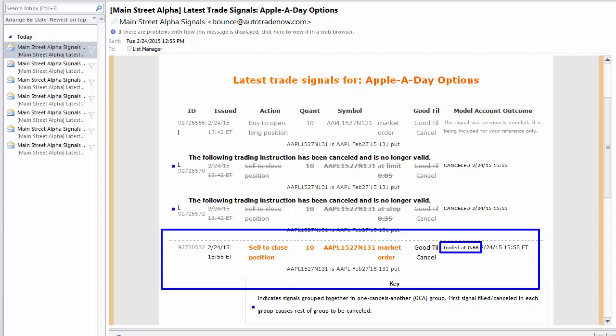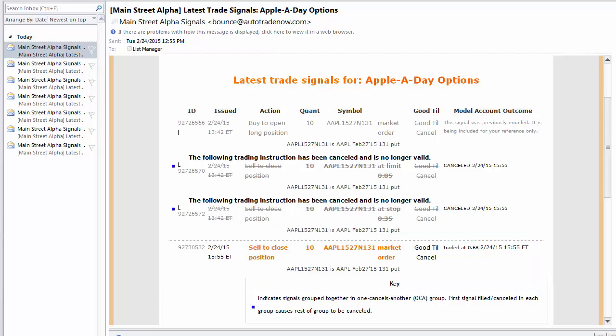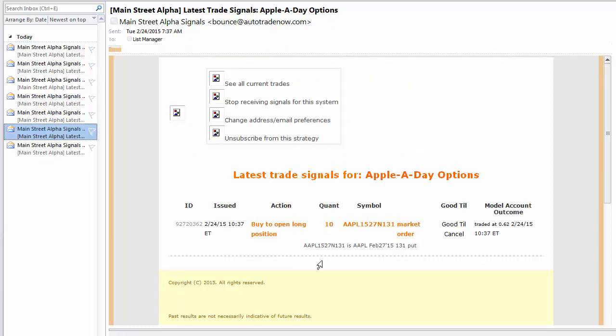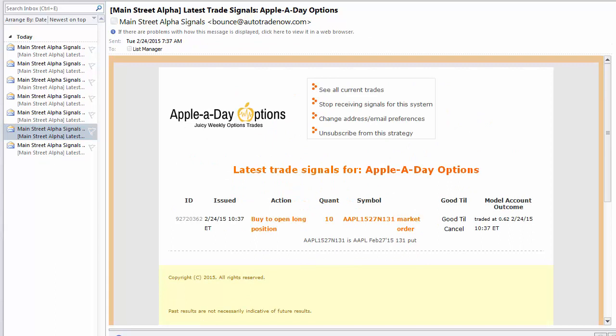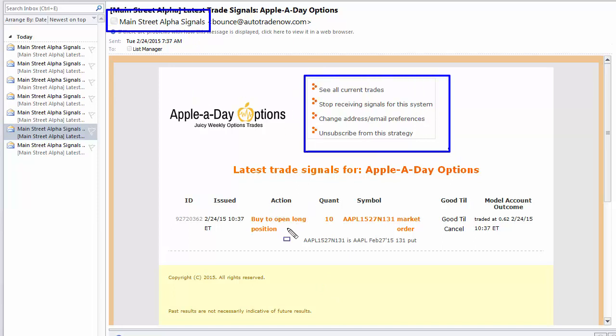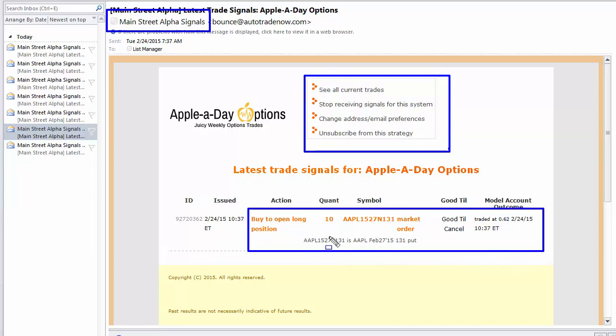So let's go ahead and do one last overview here. I'll just start with the very first one right here one more time just to reinforce the concepts. So we're going to be getting the signals from Apple a Day from Main Street Alpha. We can interface with the system right through links in the email, and then our actions are all essentially right here. The most important thing to remember is that what we're actually buying or selling is down here, as opposed to trying to look at this symbol here. So our action, the quantity, the symbol, and then what actually happened is down there.